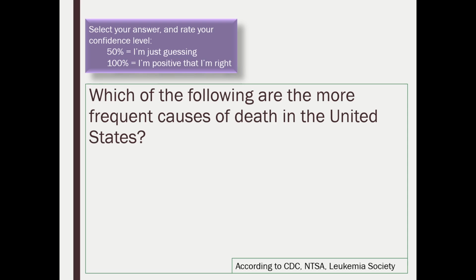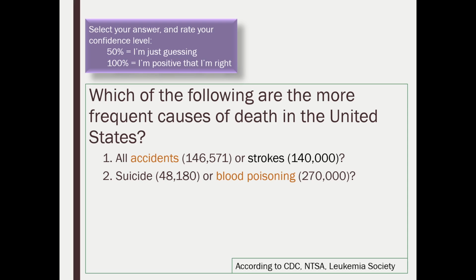All right, which of the following are more frequent causes of death? Number 1, it's all accidents. Slightly beats out strokes. So all accidents, it's a more common cause. Number 2 is blood poisoning. Way beats out suicide. 270,000 people die of blood poisoning. When I started counting all these things up, I'm like, how are there any people alive in the United States after all of this, right? I mean, start adding it up. This is a lot of people who die every year.